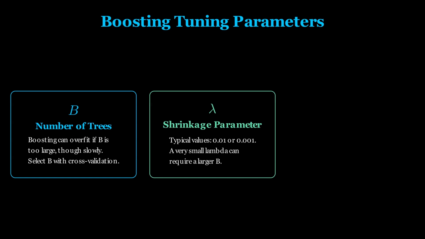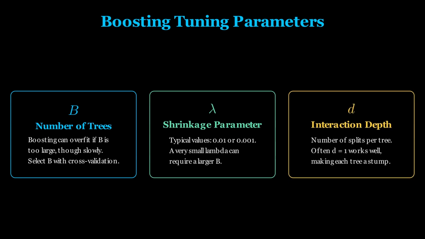Third, the interaction depth D, which is the number of splits in each tree. This controls the complexity of each tree in the boosted ensemble. Often, D equals 1 works well, making each tree a stump with a single split. With stumps, the model becomes additive, where the effect of each predictor is considered separately and then summed to form the final prediction. To wrap up, let's visualize what interaction depth means by breaking a full decision tree into stumps.